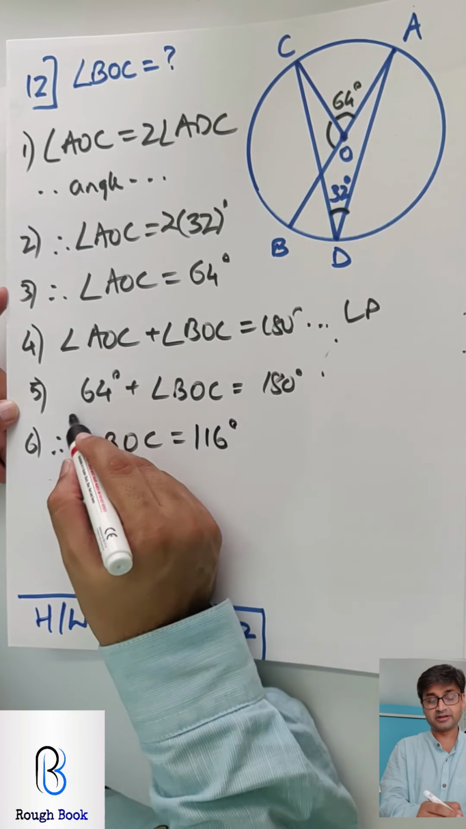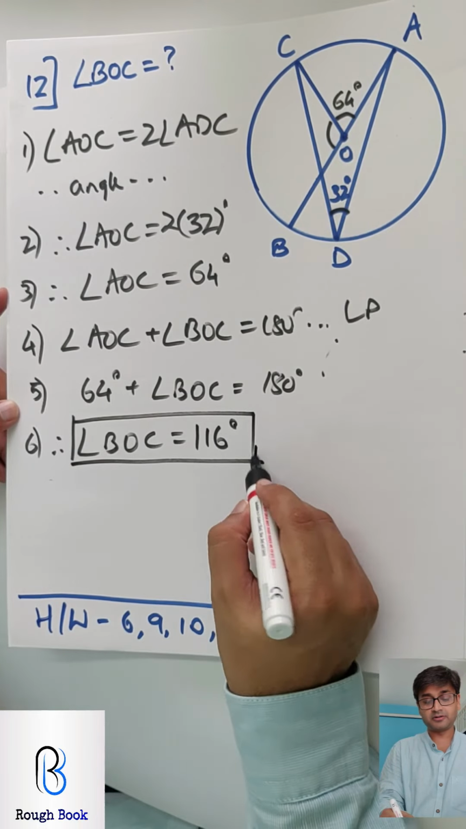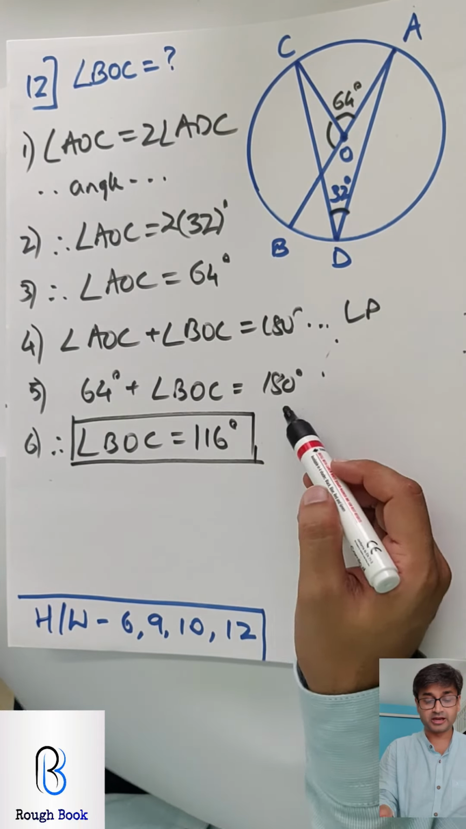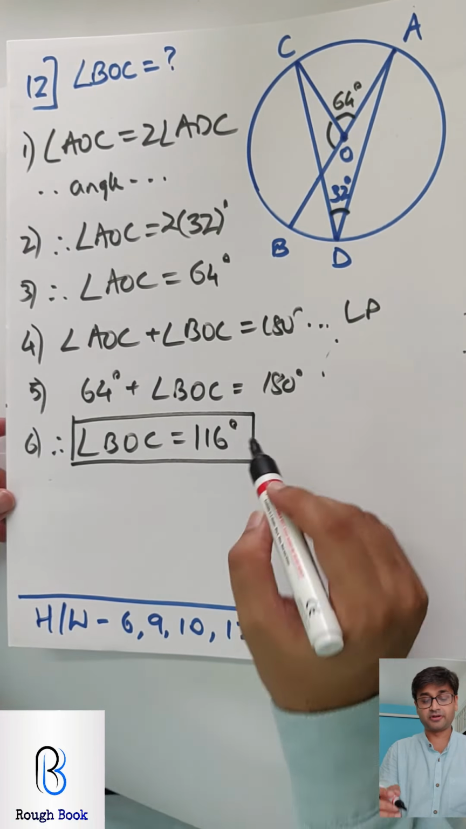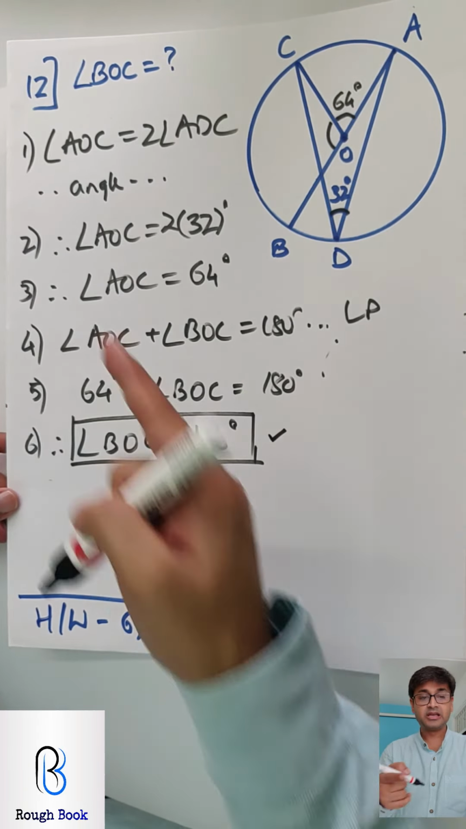116. Correct. I think I am right, if I am not mistaken. 6 plus 4, 10, 1, 6, 7 and 1, 8, perfect. So 116 degrees is your final answer.